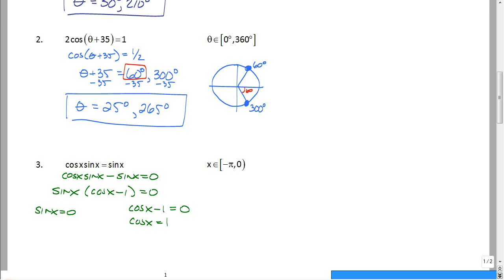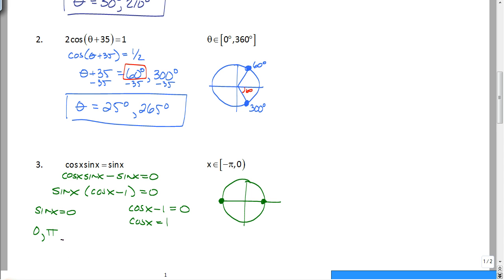So sine of x is equal to 0. So when is sine equal to 0? Well, you can use your calculator, or again, think about it. We know that sine is our y value. The only time sine is 0 is when you are on the x-axis. So we have 0 and pi for sine x equals 0.